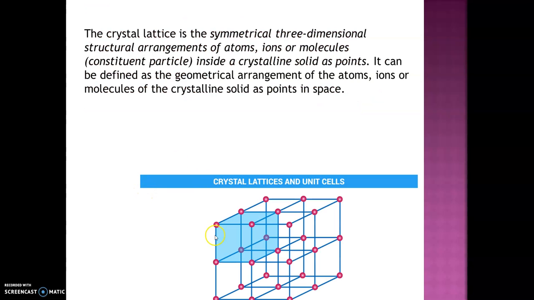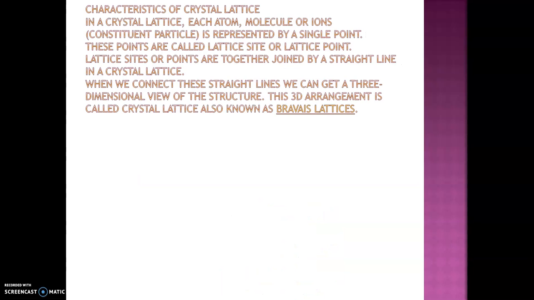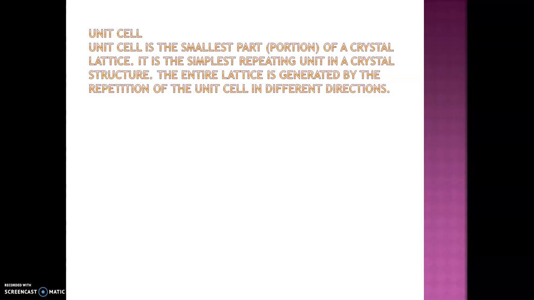We'll see this. This is a crystal point, a lattice point. If we join these, we'll get a crystal lattice. There are different types of crystal lattices that we can call Bravais lattices, the three-dimensional arrangement of a crystal lattice.